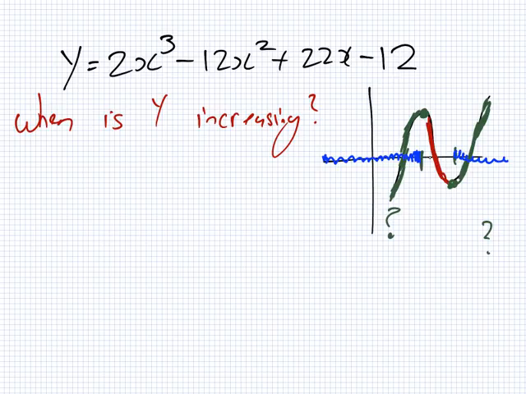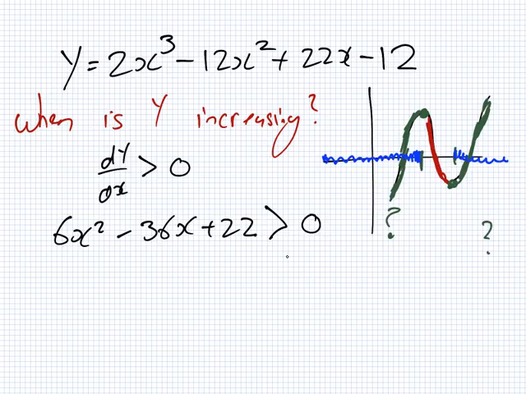Okay, so we want to know where this is increasing, which means where the slope is positive, which means we just want to know when dy/dx is positive. Remember, derivative means slope. So what's the derivative here? 6x squared minus 24x plus 22, positive. I can clean this up a little bit. What can I divide by? 2. So 3x squared minus 12x plus 11 is greater than 0.